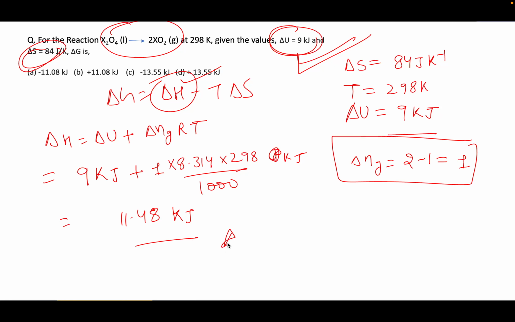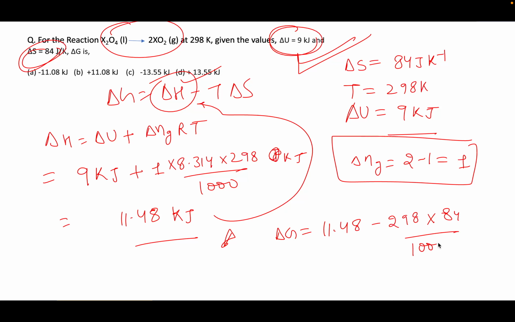Delta G, if we put this value in here, so delta G is equal to delta H minus T delta S, T is 298 into this. Delta S is 84, this is joule per Kelvin, so we can divide it by 1000, so it will be in kilojoule also. This is in kilojoule, so all the units will be balanced now. 298 into 84 divided by 1000.